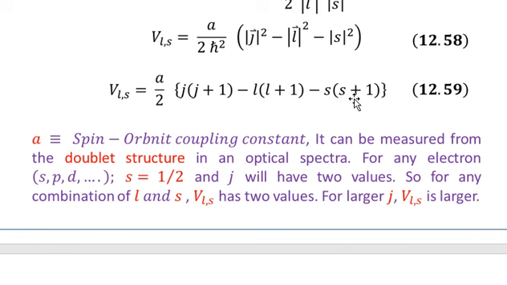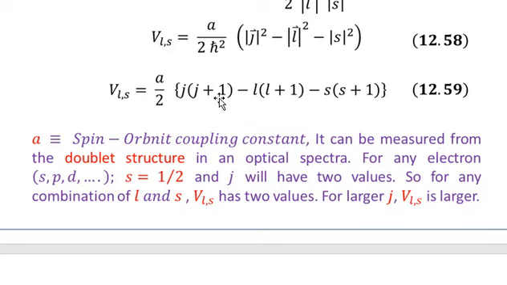S is always half. For S electron, L will be equal to 0. For P electron, L is equal to 1. For D electron, L is equal to 2. So if you choose an electron, S will be fixed, L will be fixed, and J is calculated as we have discussed earlier, that is how to calculate the value of the J quantum number.